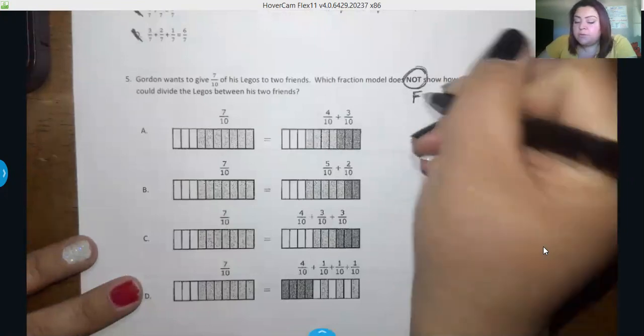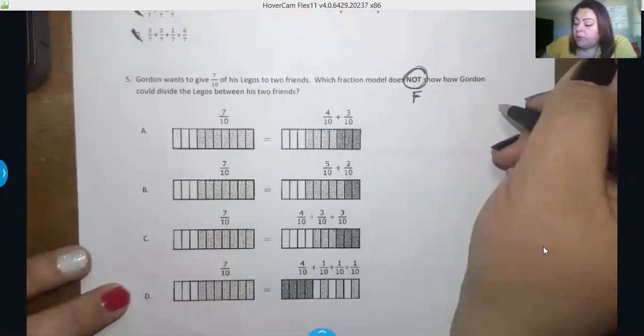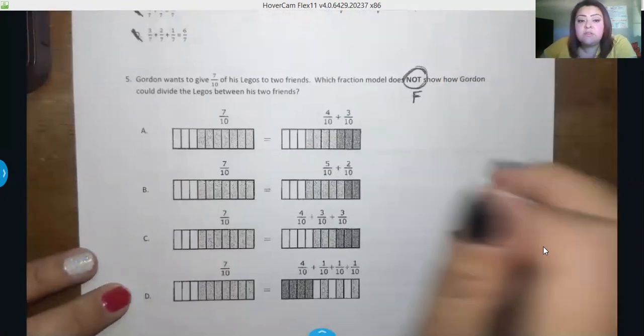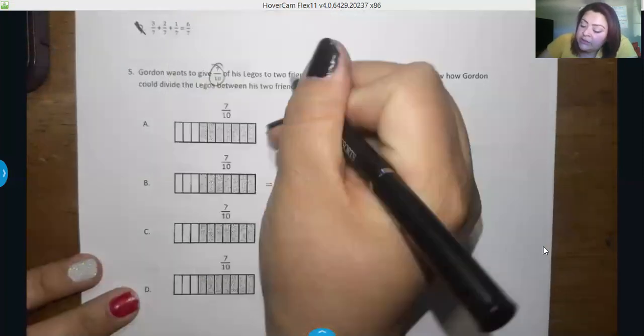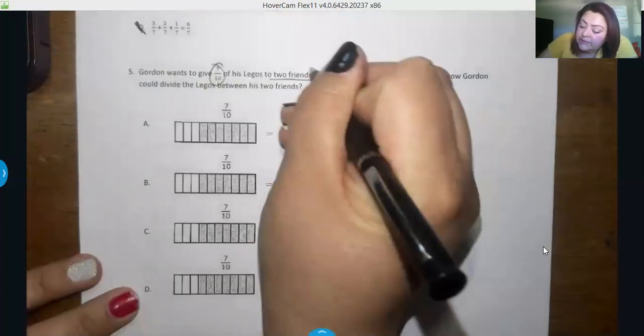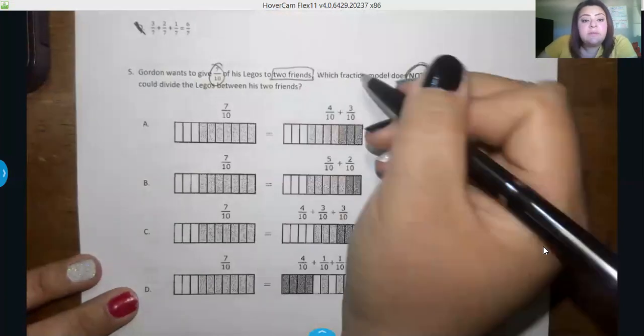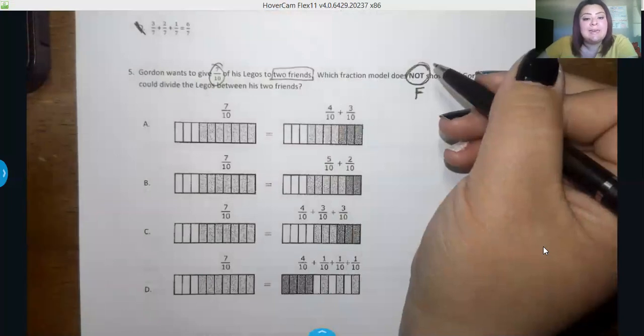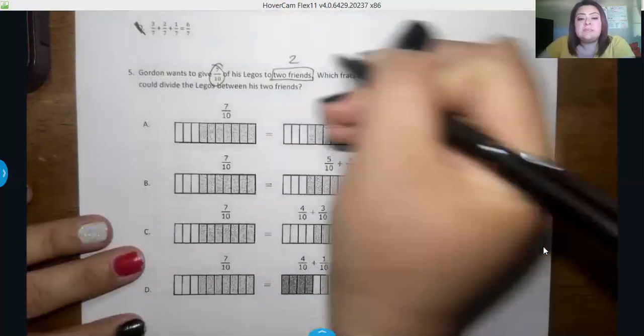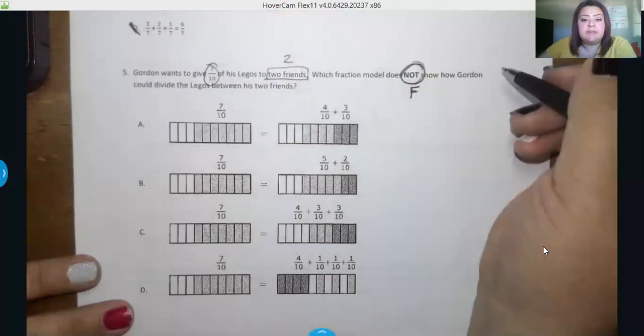All right, beautiful. So we need to see what we're working with. We see that 7/10 is the total that we have. Now let's look at this. He wants to share them with his 2 friends. Does he want to share with him and his 2 friends? No, they want to share the Legos with just his 2 friends, not including him. So we're only splitting it between 2 different ways, okay?